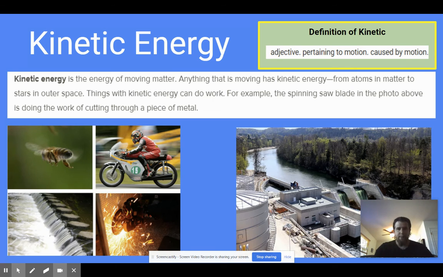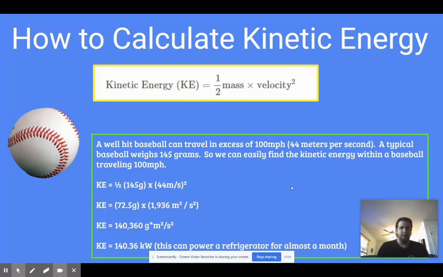The example I'm going to show you right now is based off of a baseball, because we can calculate the kinetic energy of anything using this formula: kinetic energy is equal to half of the mass times the velocity squared. It sounds kind of weird, but let's focus in on the baseball. A well-hit baseball can travel in excess of 100 miles an hour. It can come off the bat really quickly. Roughly, that's about 44 meters per second. I just converted it to have everything in standard units. A typical baseball weighs about 145 grams.